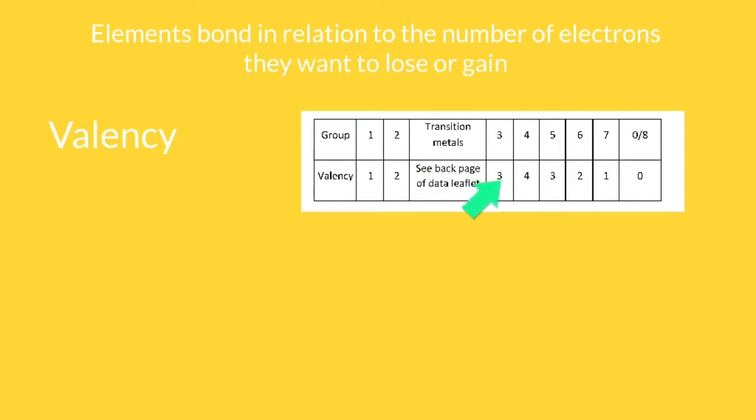Everything in group 3 is a valency of 3, group 4 is a valency of 4, group 5, 3, group 6, 2, group 7, 1, and group 0 or group 8, depending on how you learn it, is 0. So in other words, your valency just goes 1, 2, 3, 4, 3, 2, 1, and then 0 for your noble gases. Now, this little bit about the transition metals, it says see the back of your data leaflet.